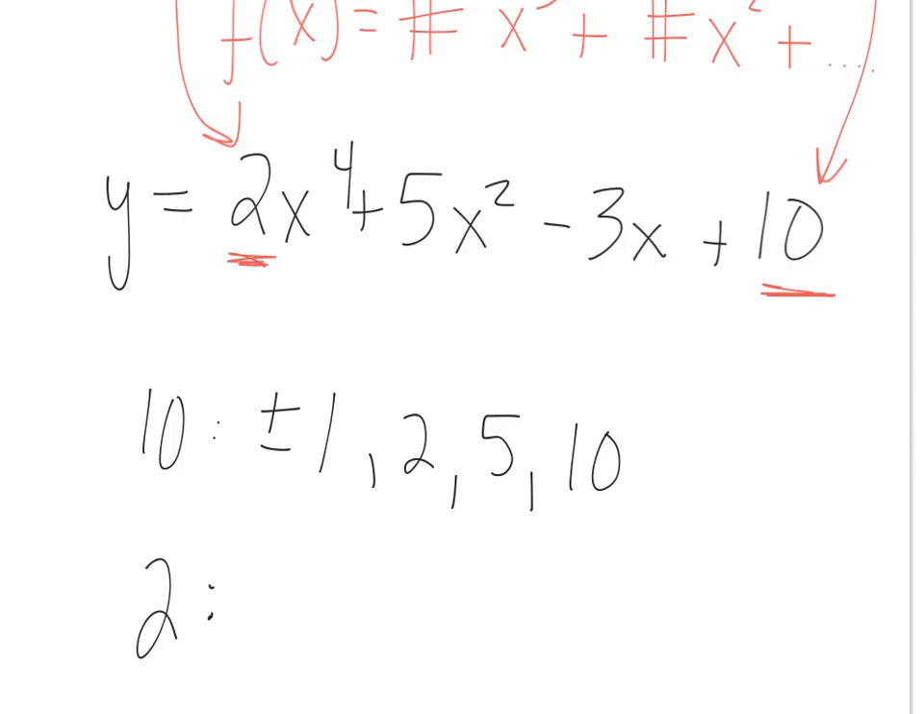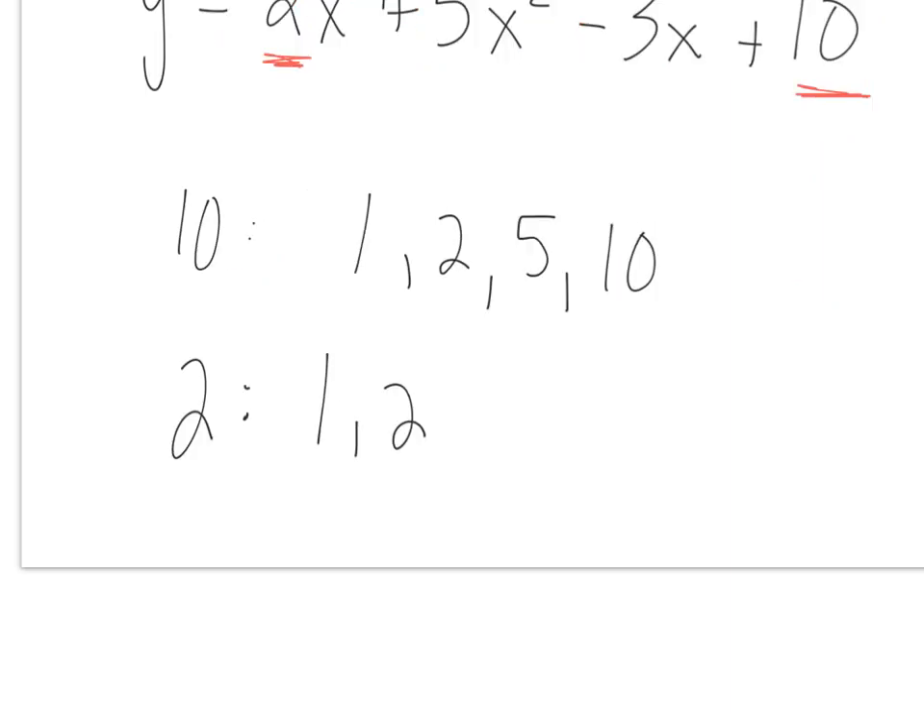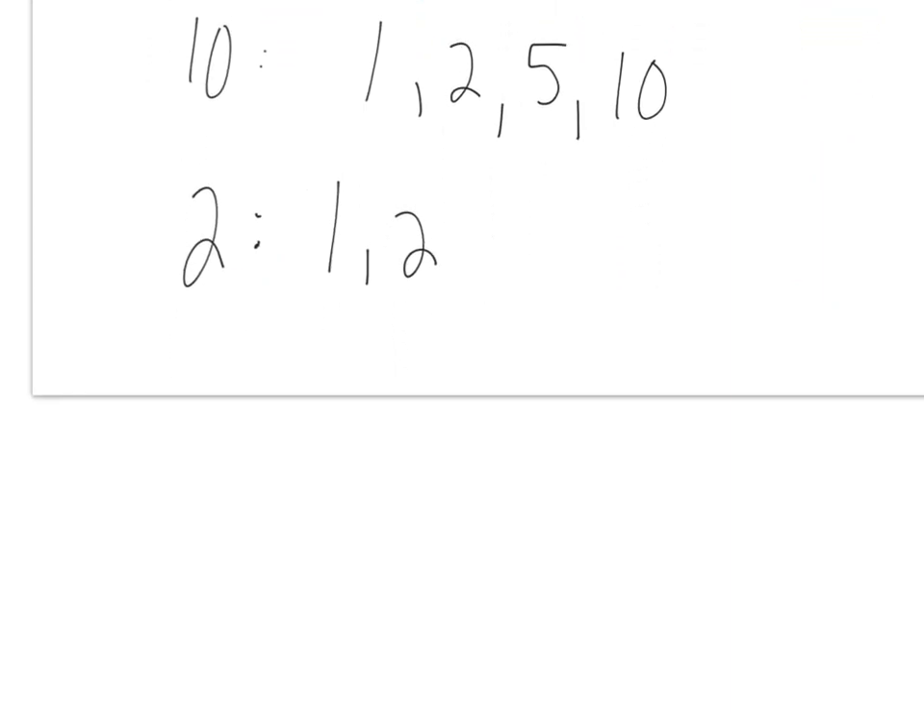So then we list the factors of this. Factors of 2 are just 1 and 2. Obviously, again, plus or minus. Now, if you don't list plus or minus here, that's fine, as long as you list it when you write your P's over Q's. And here's what I mean by P's over Q's. How many combinations do you have of P's over Q's?